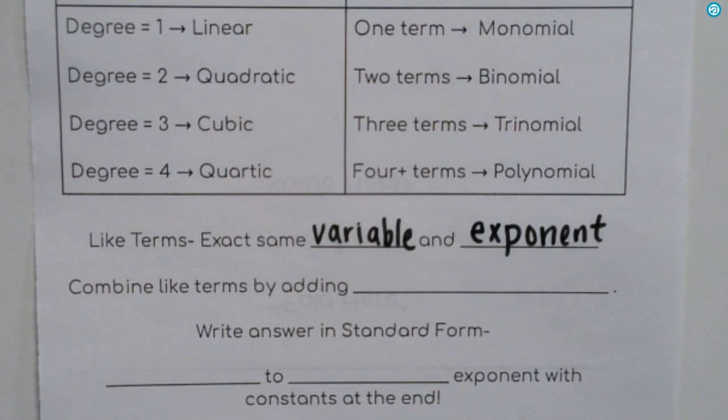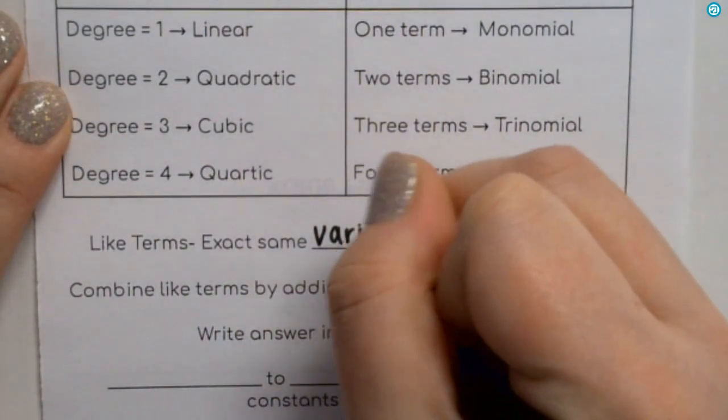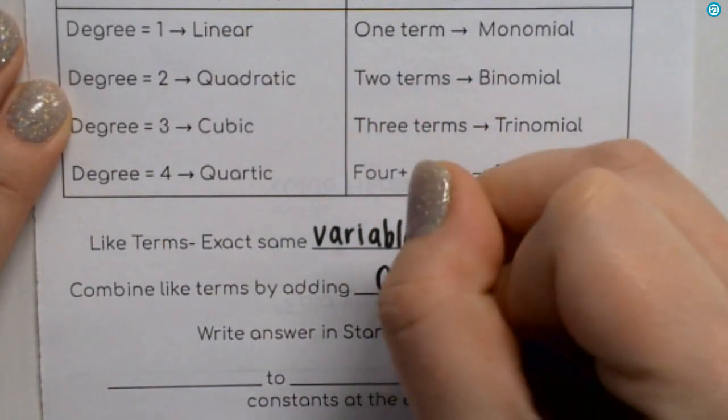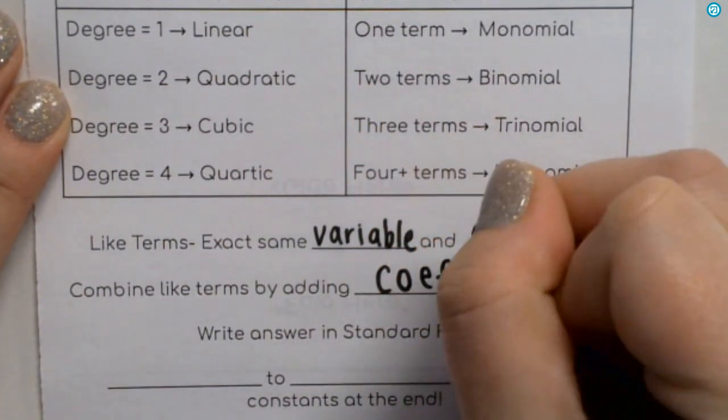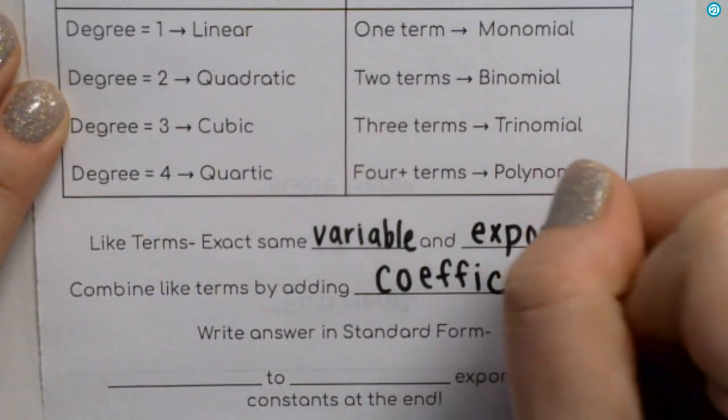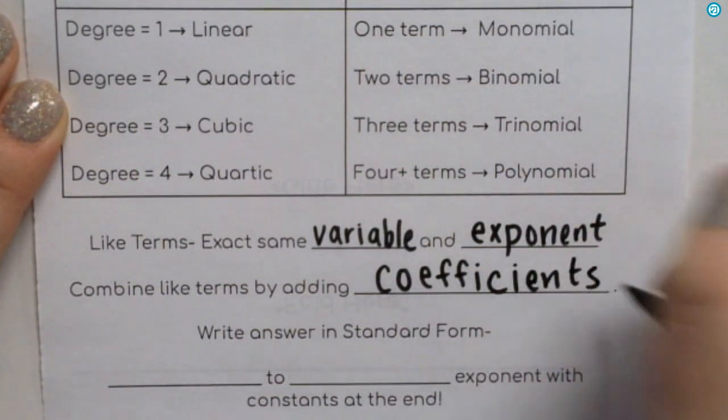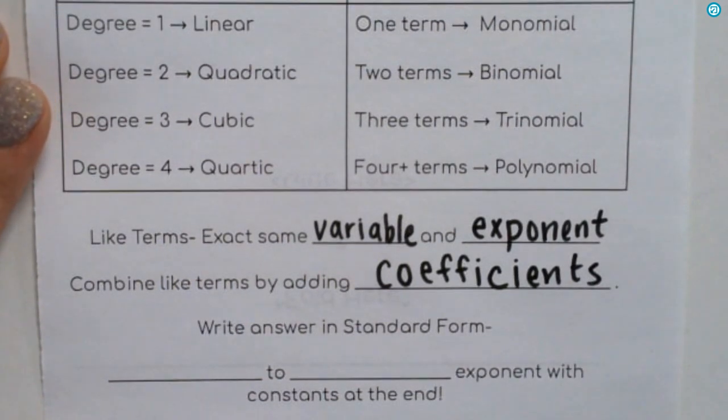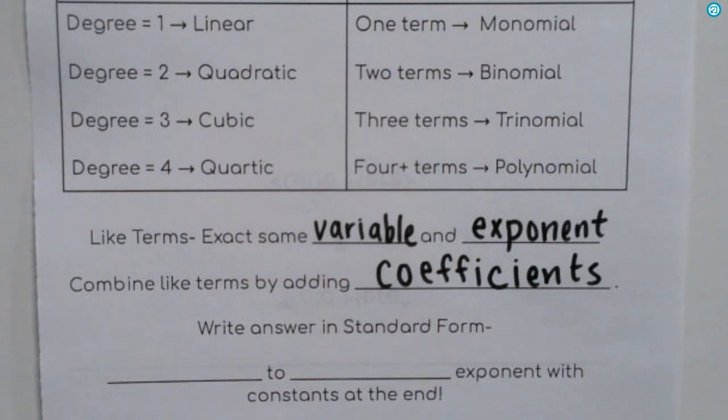We are going to combine like terms by adding together our coefficients. C-O-E-F-F-I-C-I-E-N-T-S. Coefficients. That's just a fancy word, coefficients is, for the number in front. So like 5x plus 3x, you add the 5 and the 3 together. 9x squared plus negative 2x squared, you add the 9 and the negative 2 together. So we're adding those together.